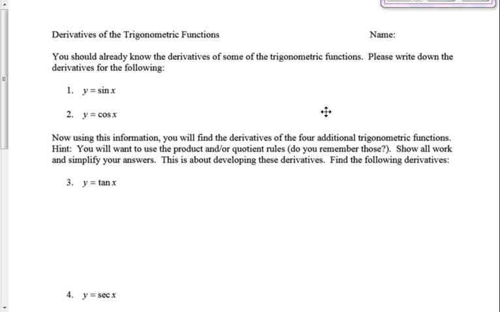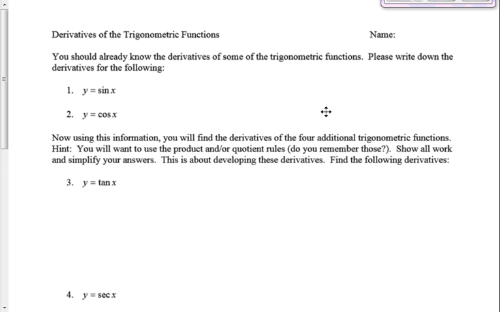Hello, today we're talking about the derivatives of the trigonometric functions. Now we've already talked about the basic derivatives. We already know the derivative of sine of x, and we already know the derivative of cosine of x. And using that information, we're going to figure out what the derivatives are for the rest of the trig functions.